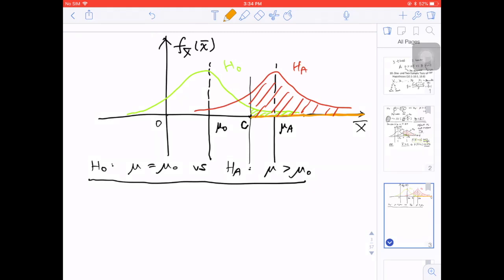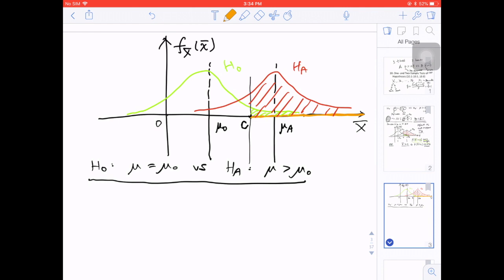We're going to have a quick review about the idea of the rejection region. Here our null hypothesis is the population parameter, which is the population mean, mu, is equal to mu0, versus its alternative hypothesis, mu is larger than mu0.